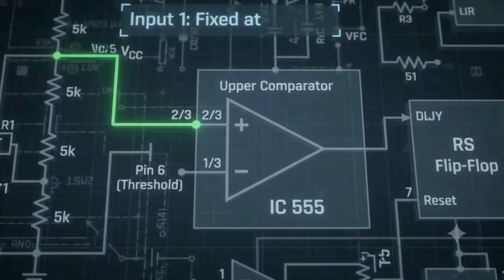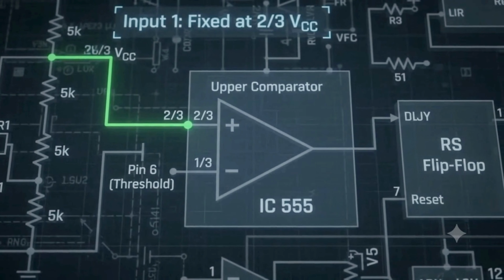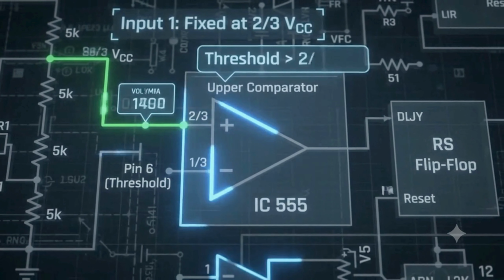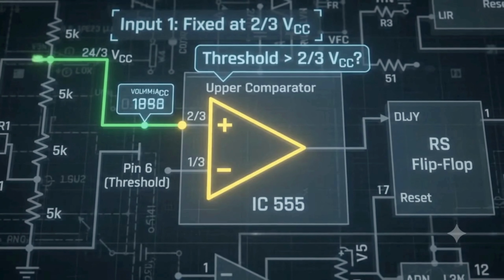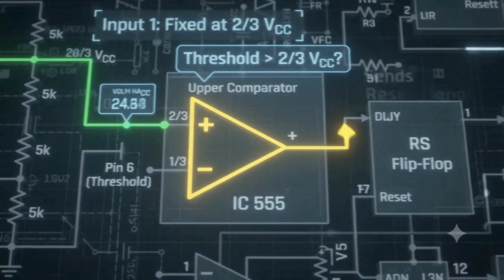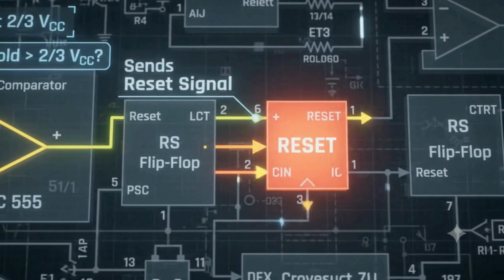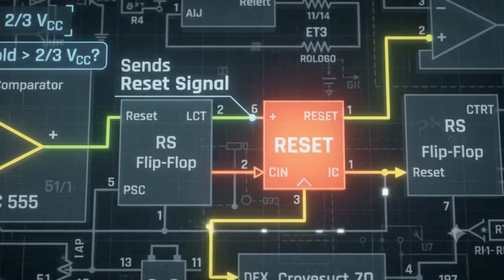The second internal component, upper comparator. Now look at the upper comparator. One input is fixed at 2/3 VCC from the resistor network. The other input comes from the threshold pin. That pin is the sixth pin. Its job is very simple. It keeps asking, has the threshold voltage become greater than 2/3 VCC? If the answer is yes, it immediately sends a signal to reset the flip-flop. As a result, the output becomes low and the discharge transistor turns on. Remember, threshold above 2/3 VCC means output low.